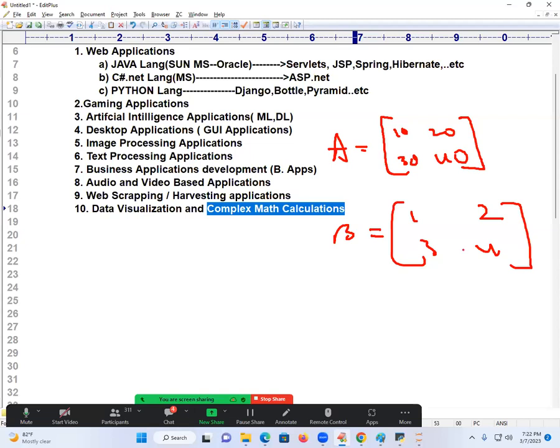Are you getting me? How to do A plus B? In C language, I have to write a minimum of 20, 25 lines. Java, 25 lines. C#, 25 lines. In Python, 1 line. How is it possible? It has a lot of support from what? Python modules.